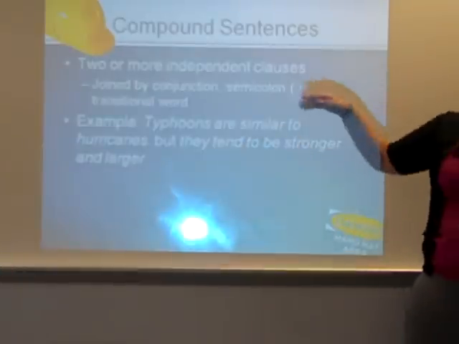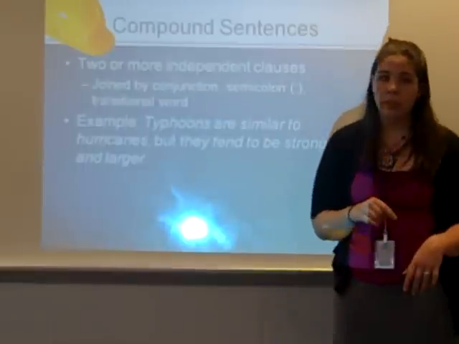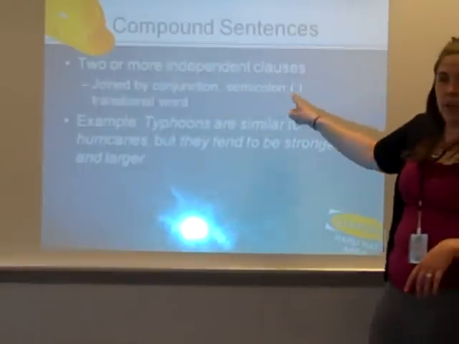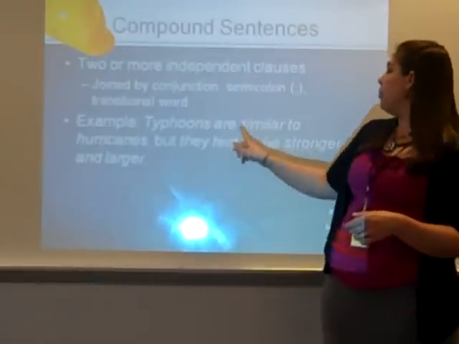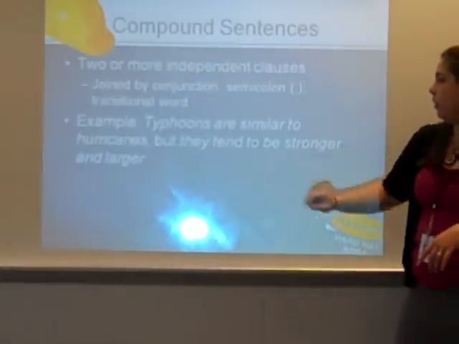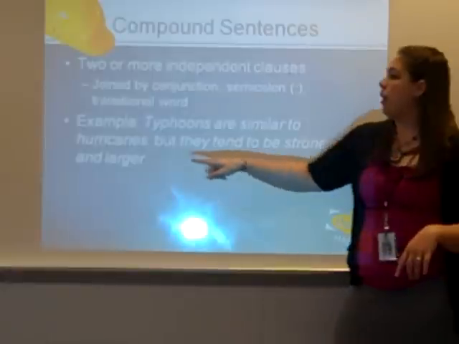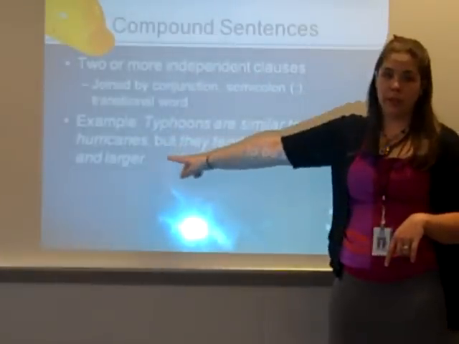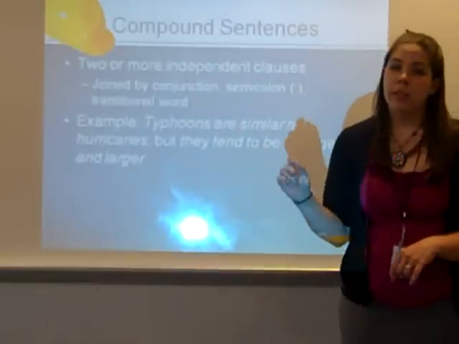Compound sentences have two or more independent clauses. They're usually joined by a conjunction, we talked about those today, a semicolon, which is the dot with the comma under it, and a transitional word. Example: typhoons are similar to hurricanes, and we've got the comma and the conjunction word, but, and another independent clause. They tend to be stronger and larger. If we took out the comma and the conjunction word, but, these would be two complete independent thoughts and they would be two complete sentences.